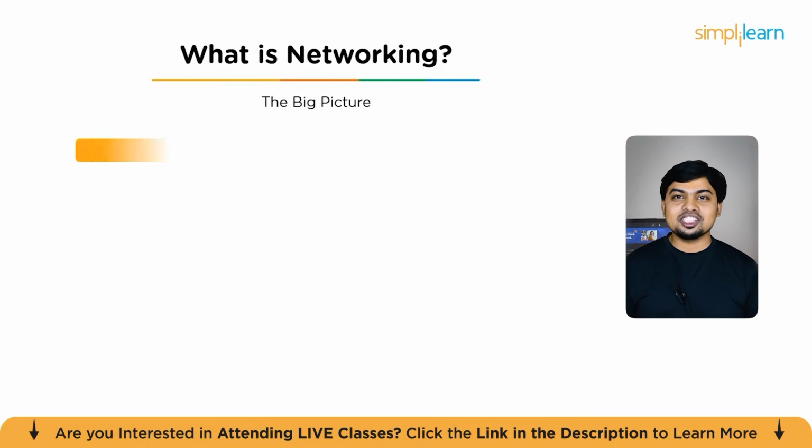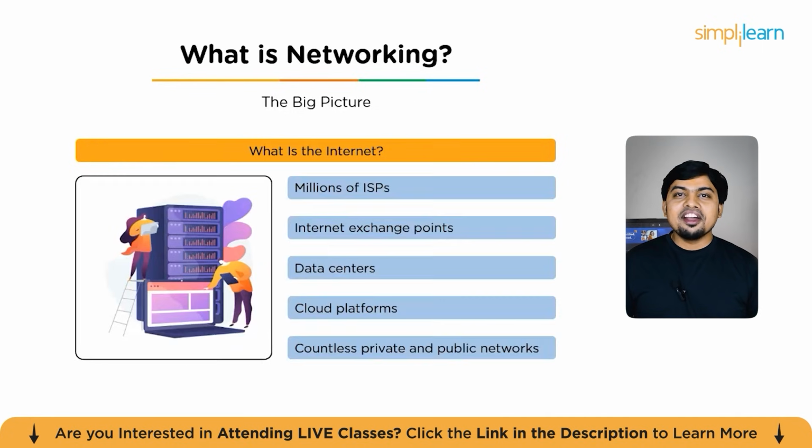Now, let's look at the big picture. What is the internet? When we zoom out from your home network, the internet becomes easier to understand. The internet is a massive network of networks. It connects millions of ISPs, internet exchange points, data centers, cloud platforms, and countless private and public networks. These connections span the globe via high speed optical fiber cables laid across countries and even under the oceans. Every message you send, whether a WhatsApp text or a bank transaction, travels through this giant mesh of interconnected systems.